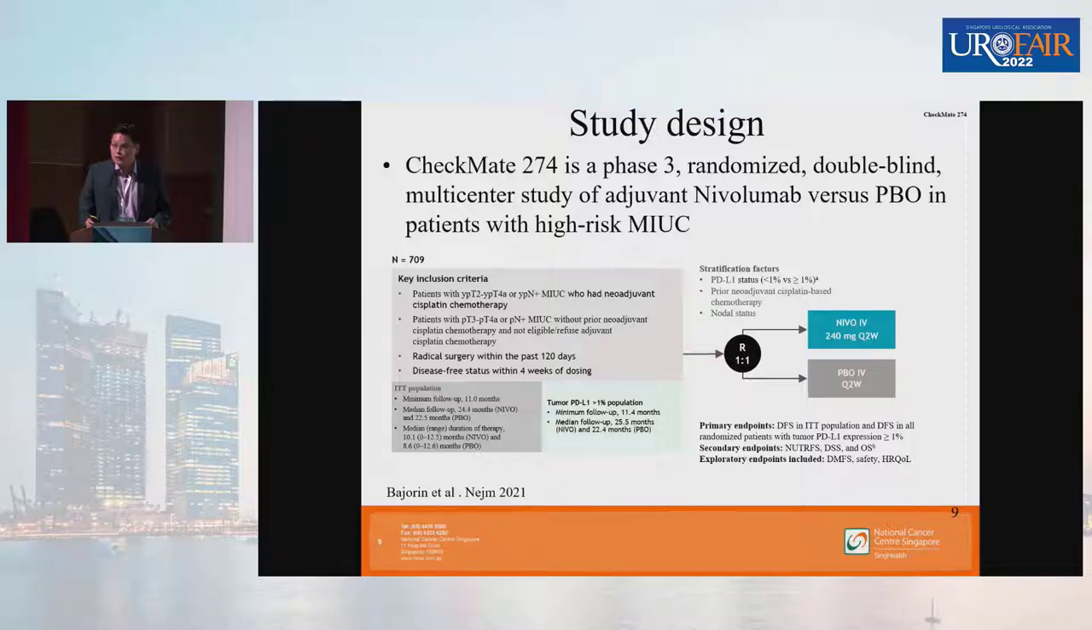In this trial, there were 2 main cohorts: patients who had neoadjuvant chemotherapy followed by radical cystectomy, and patients who had upfront radical cystectomy and refused adjuvant chemotherapy. In this group, they needed to have either T3 and above or N1 disease. The randomization was 1:1 to 1 year of nivolumab versus placebo. The primary endpoints were disease-free survival in the intention-to-treat population, as well as disease-free survival in the randomized population with PD-L1 of more than 1%. Secondary endpoints include overall survival.